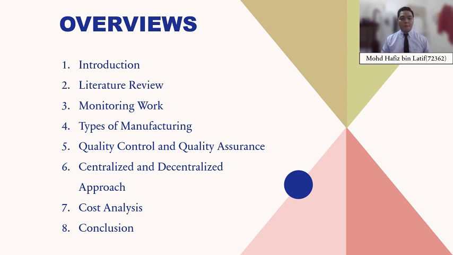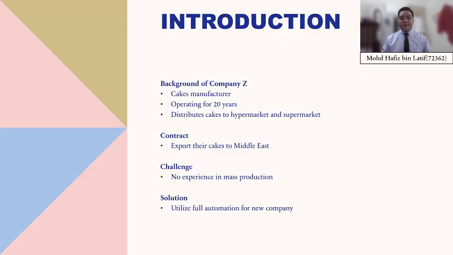For the overview, there are 8 things that we present in our slide: introduction, literature review, monitoring work, types of manufacturing, quality control and quality assurance, centralized and decentralized approach, cost analysis, and the last one is conclusion. I will start with the introduction.